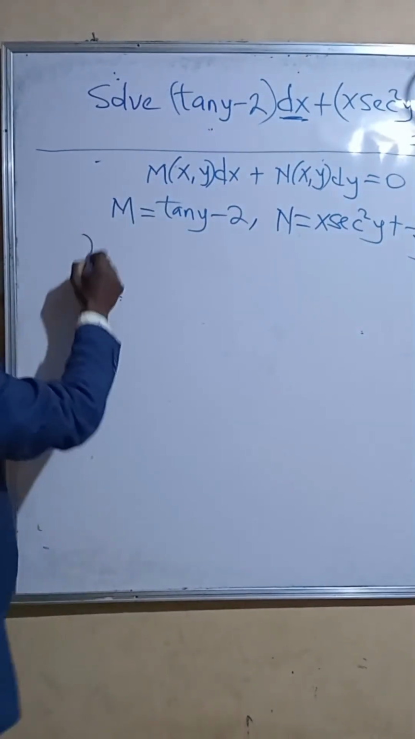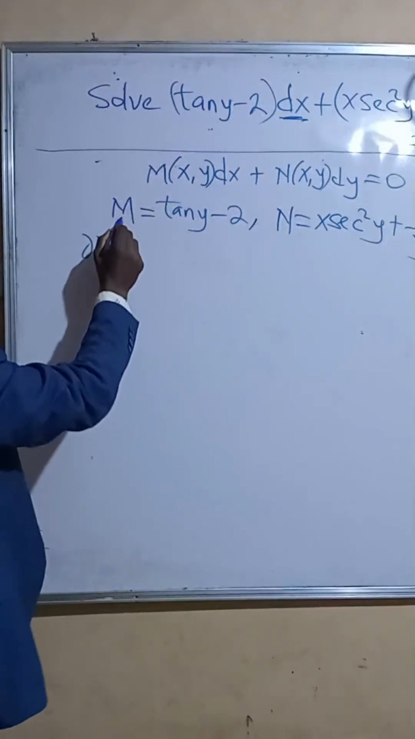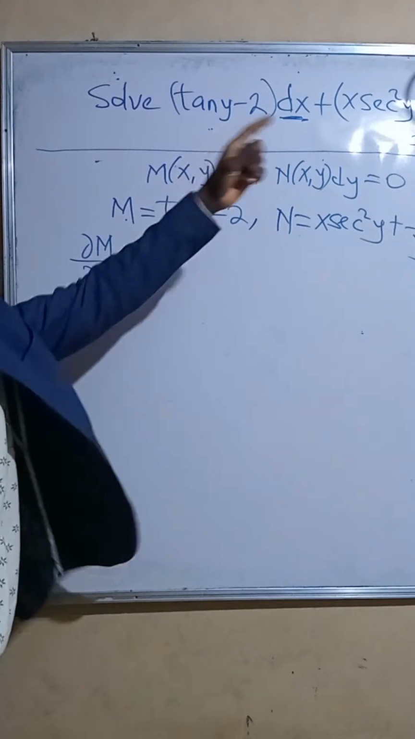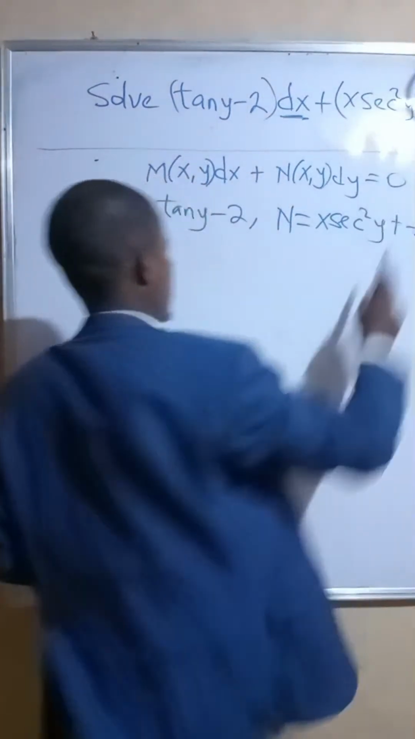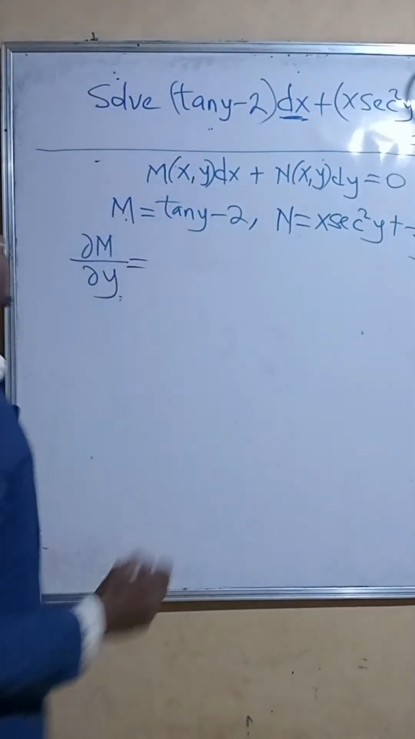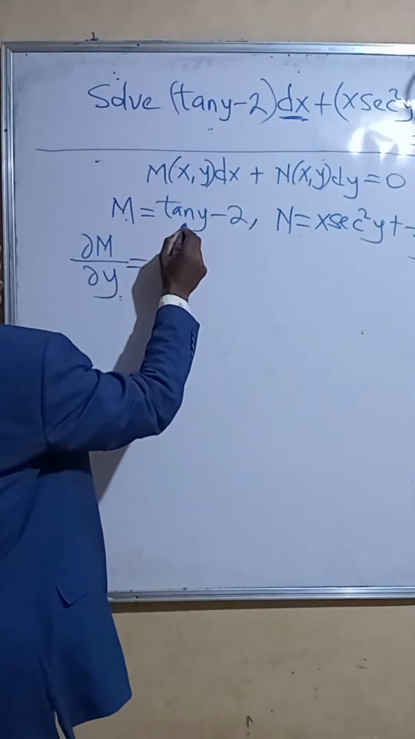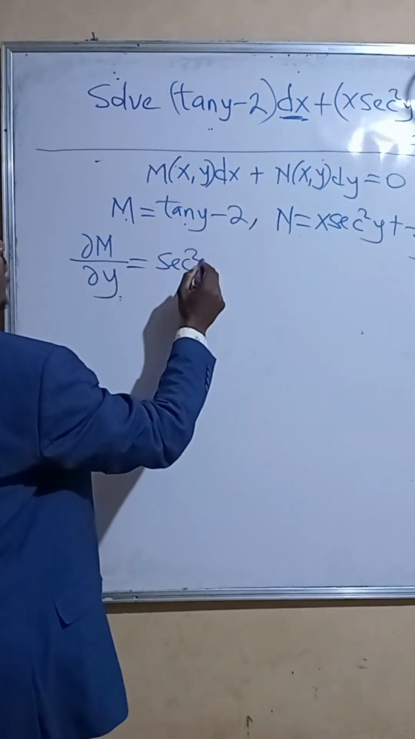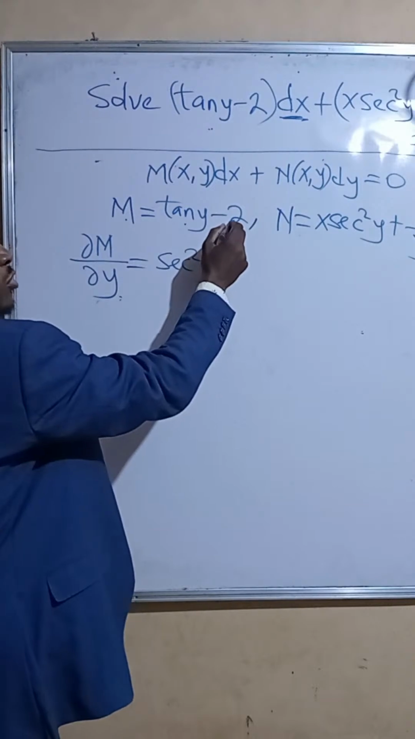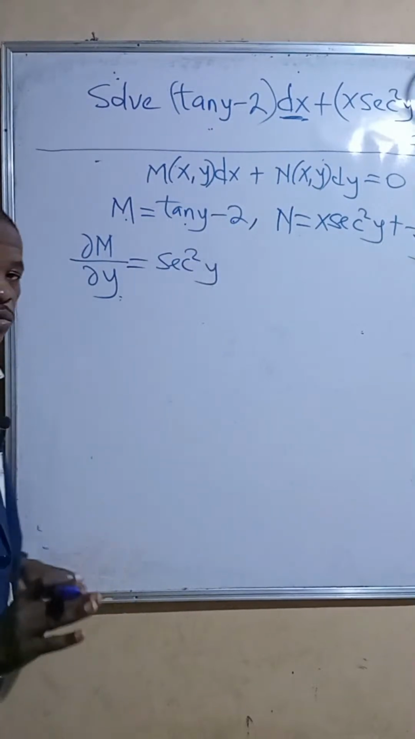So let's get the partial derivative of M with respect to y. If you differentiate tan y, that will give you sec square y. If you differentiate minus 2 with respect to y, that will be 0.